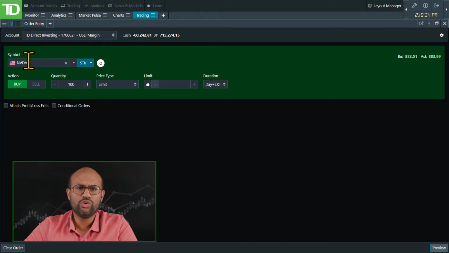What I'm going to do is, you'll notice when we did NVIDIA that there's a little symbol that pops up beside it now. If you click on that symbol, this stands for being an open order.